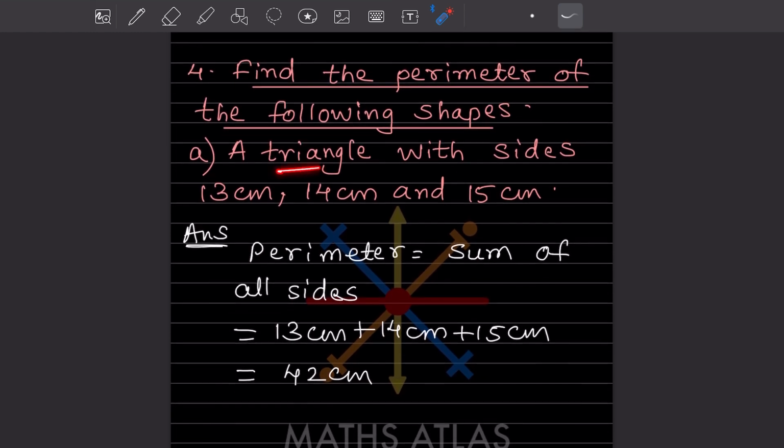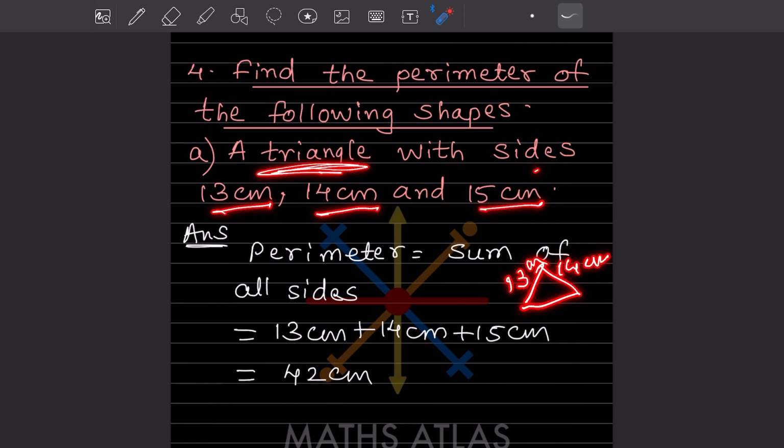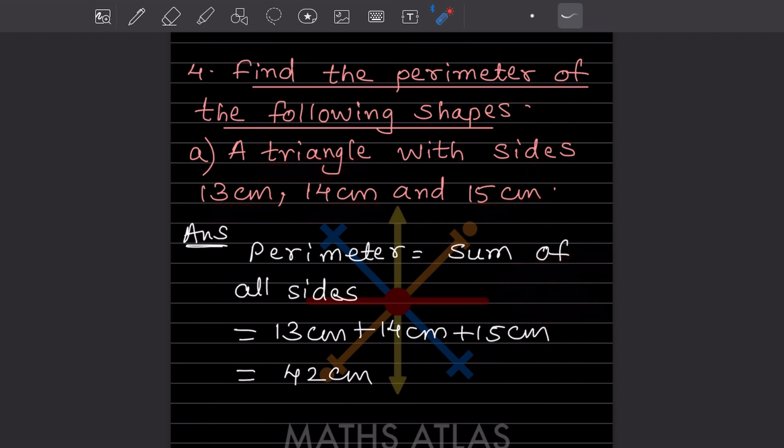A triangle is given with sides 13 centimeter, 14 centimeter, and 15 centimeter. See, a random triangle is given. One is 13 centimeter, here will be 14, anywhere you can put the 15 centimeter. You don't have to worry where the 13 is going to be, where 14 and this one. Because they are asked for the perimeter, and you know perimeter means sum of all sides, meaning to add all sides. So perimeter is equal to, this is what I have written, sum of all sides. So just add it and you get the answer.